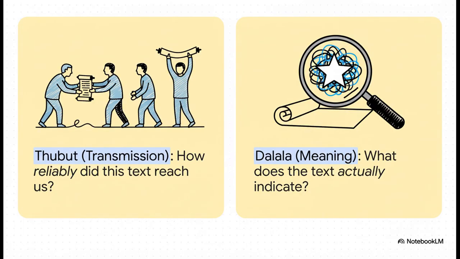First, you've got thubut, which is all about authenticity. It's asking, how reliably did this text even get to us? Is the chain solid? Second, you have dalala, and this is about clarity. How clear is the meaning? Is it a direct, unambiguous command, or is there some wiggle room for interpretation?